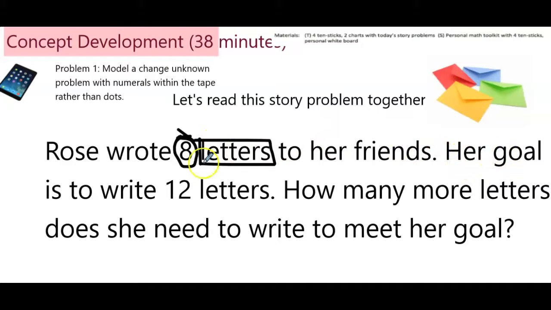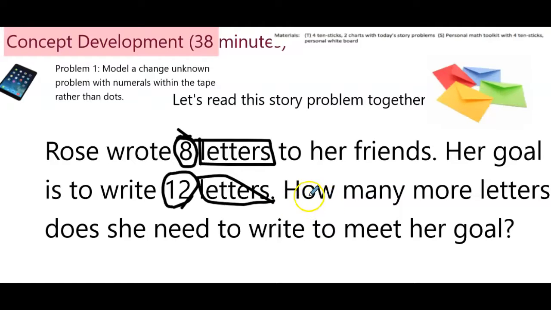Her goal is to write 12 letters. What's her goal? 12 is our number. 12. And letters is still the thing that we're counting, right? She's still writing letters. She hasn't changed her mind to write books yet.